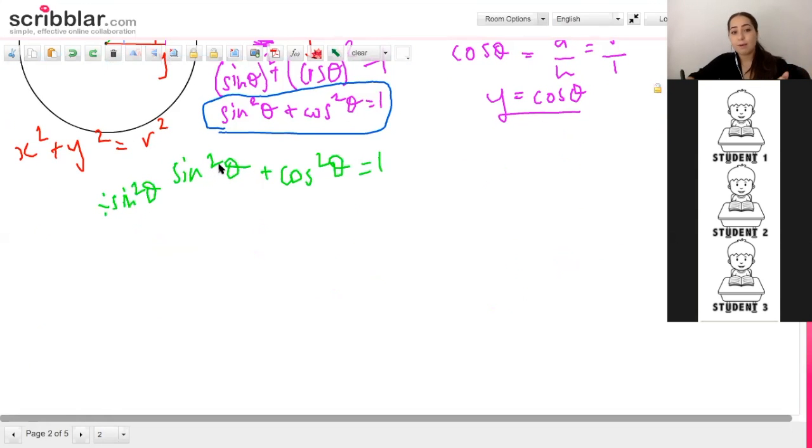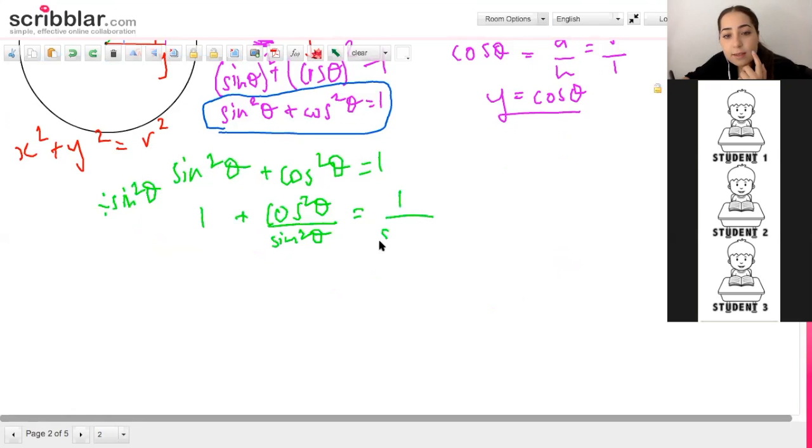So I divide this by sine squared theta, I get 1. I divide this by sine squared theta. Do you know what I get? I'll put it like this, and then you can figure it out. And then 1 divided by sine squared theta. So 1 can't be simplified, so I'll leave it as 1. So what's cos over sine? Cot. Yeah, that's cot. And because they're both squared, it's just cot squared theta.